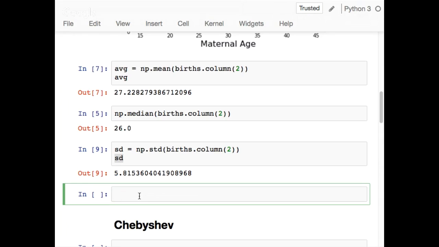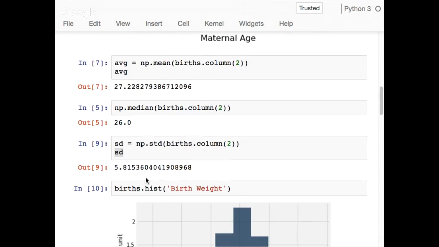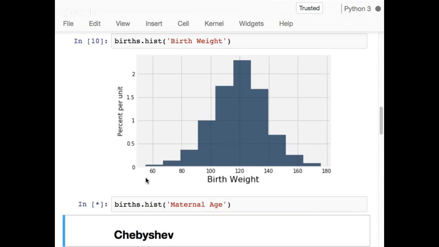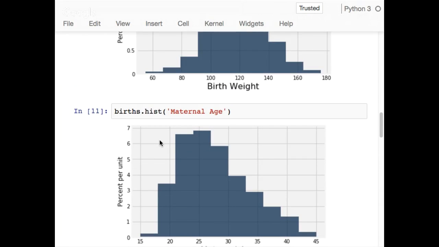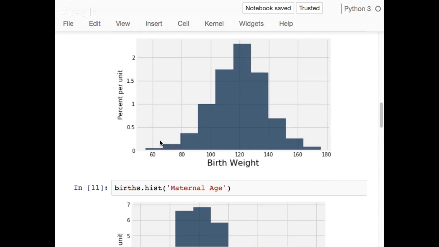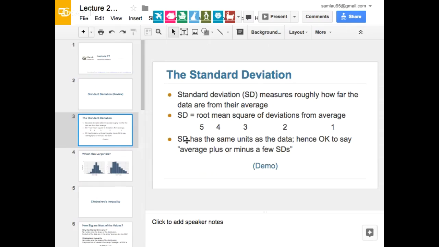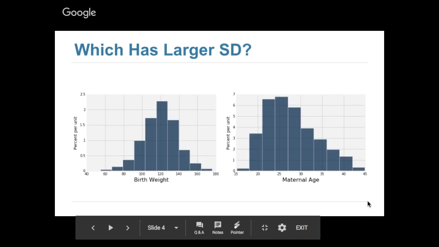But what I can ask you is to compare these two things. So take the histogram of, let's say, the weights. There's a histogram of the birth weights. Here's a histogram of the maternal age. Which one of those has a bigger SD? I don't want to scroll up and down again, so the last time I'm just going to put it on the slide. Which has a larger standard deviation? Talk it over with your partner.